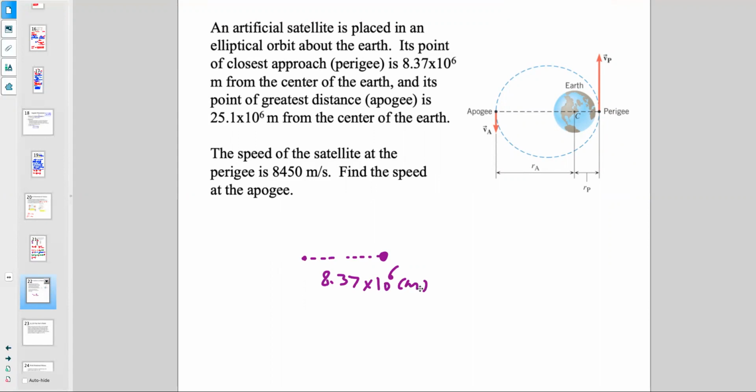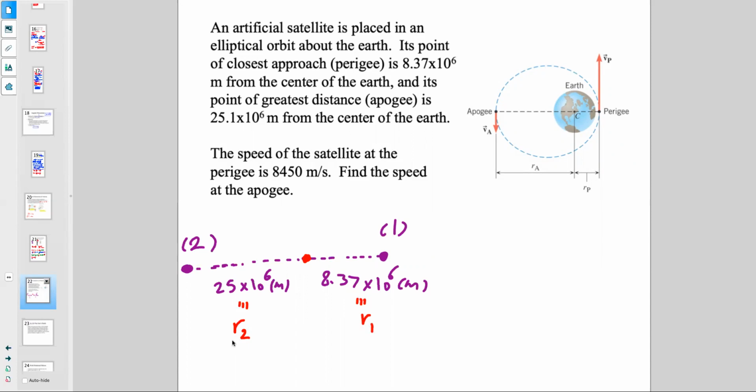And its point of greatest distance is this point, for example, which is 25 times 10 to the 6 meters away from the center of the Earth. Okay, so this is 2 points, point 1 and point 2. And that's the axis of rotation, which is the center of the Earth. Okay, so this is R1, and this is R2.